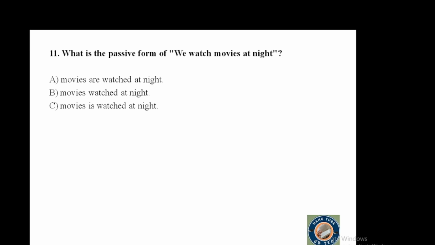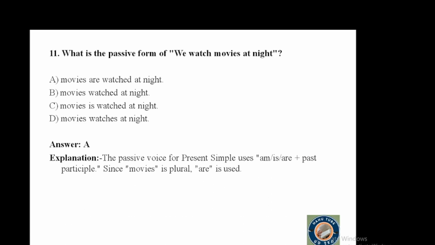Question number 11. What is the passive form of we watch movies at night? A. Movies are watched at night. B. Movies watched at night. C. Movies is watched at night. D. Movies watched at night. The answer is movies are watched at night. The passive voice for present simple uses am or is or are plus past participle. Since movies is plural, are is used.